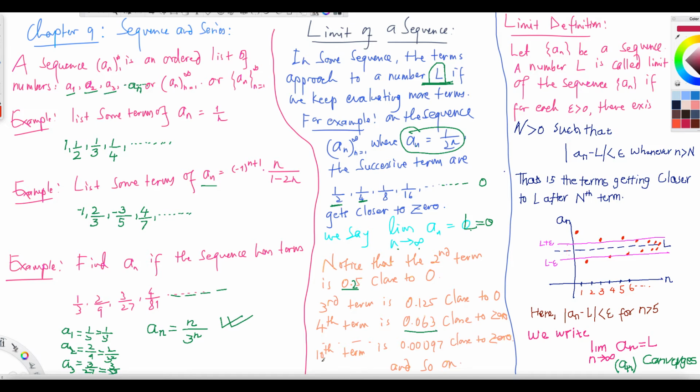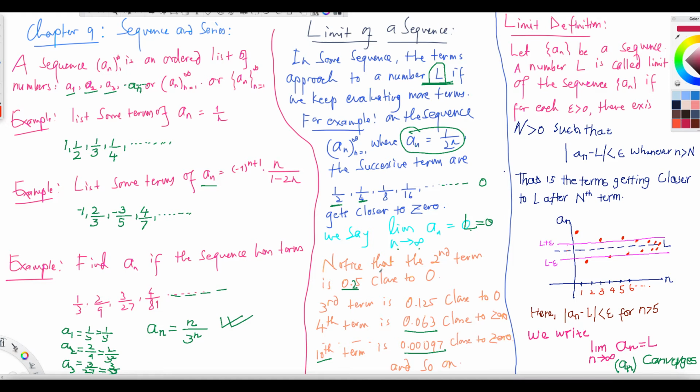If you continue that way and find the 10th term, you see that the 10th term is 0.00097. This is very close to 0, and so on. So when you calculate more and more terms of this sequence, you see that those terms are getting closer and closer to 0. That's why the limit of a_n is L, which is L equals 0.